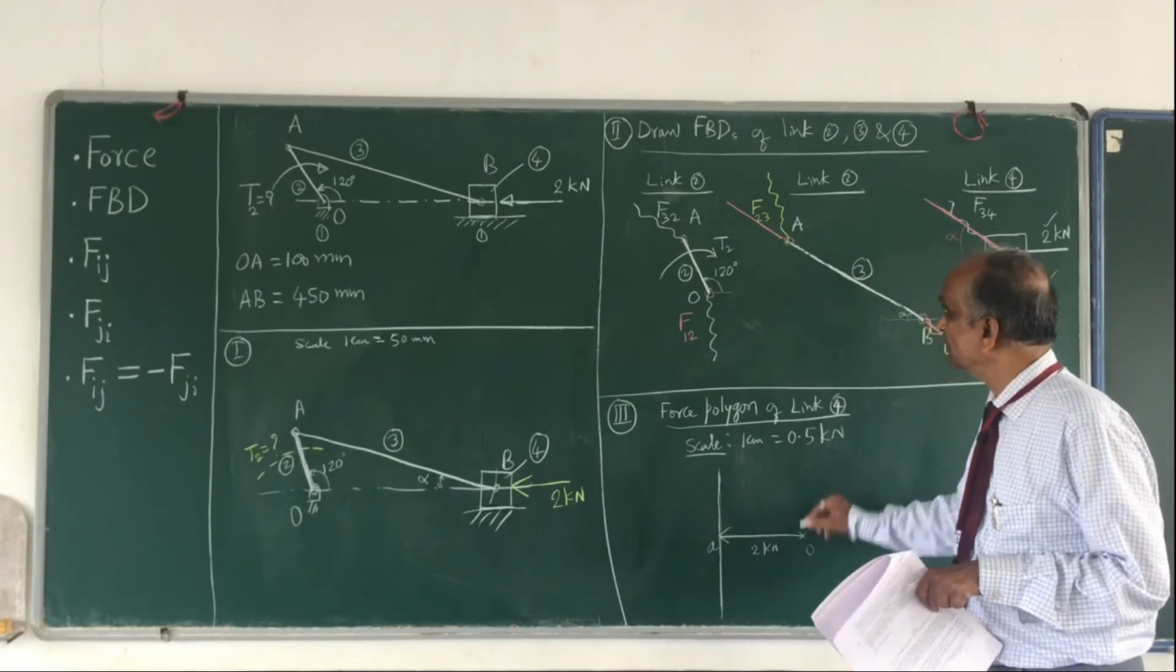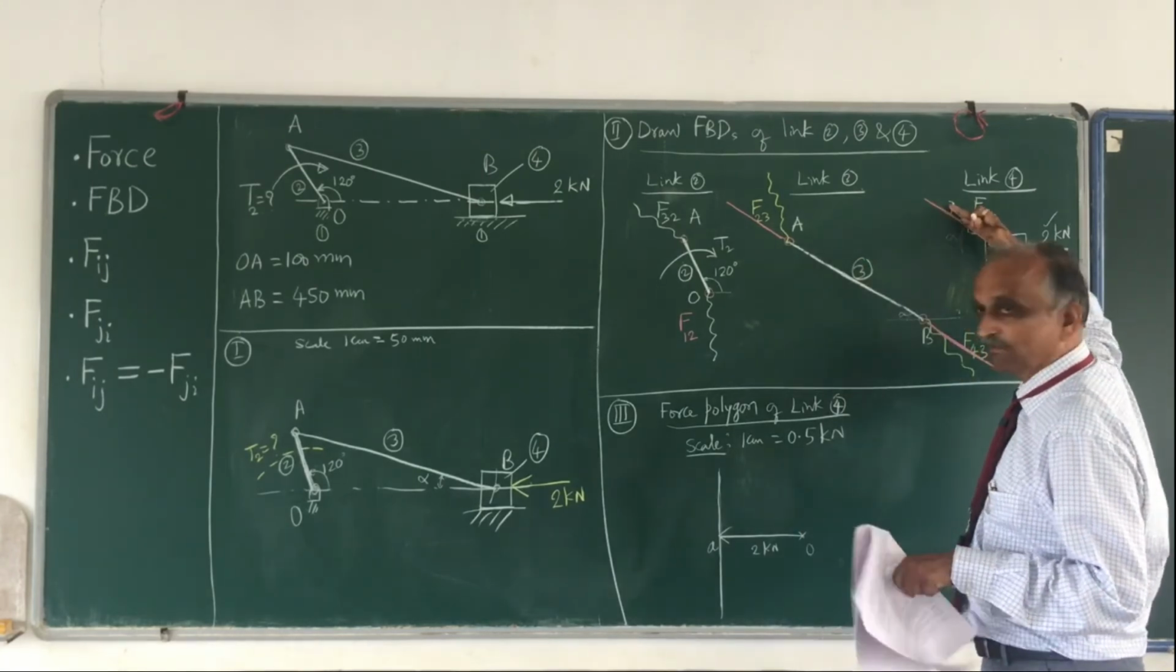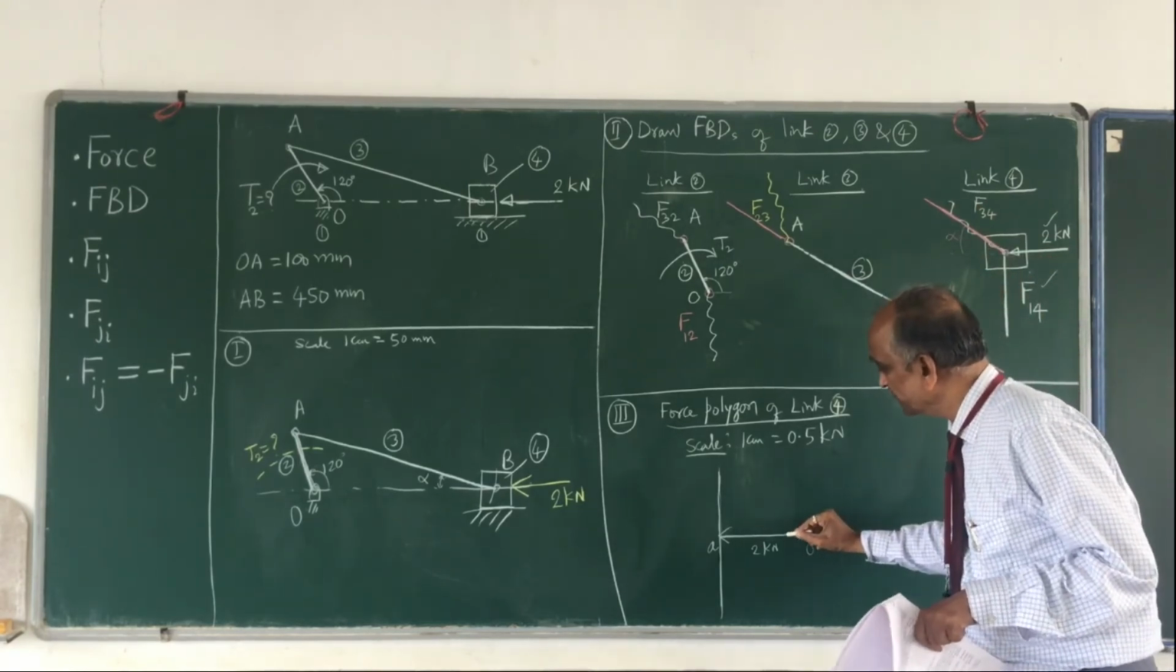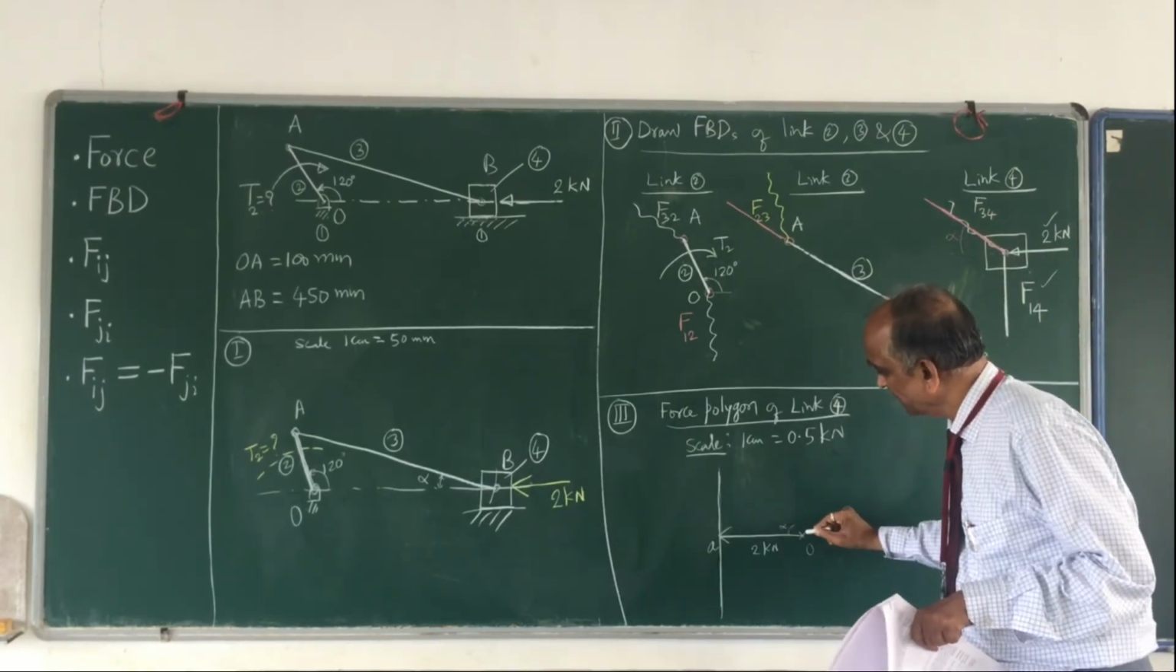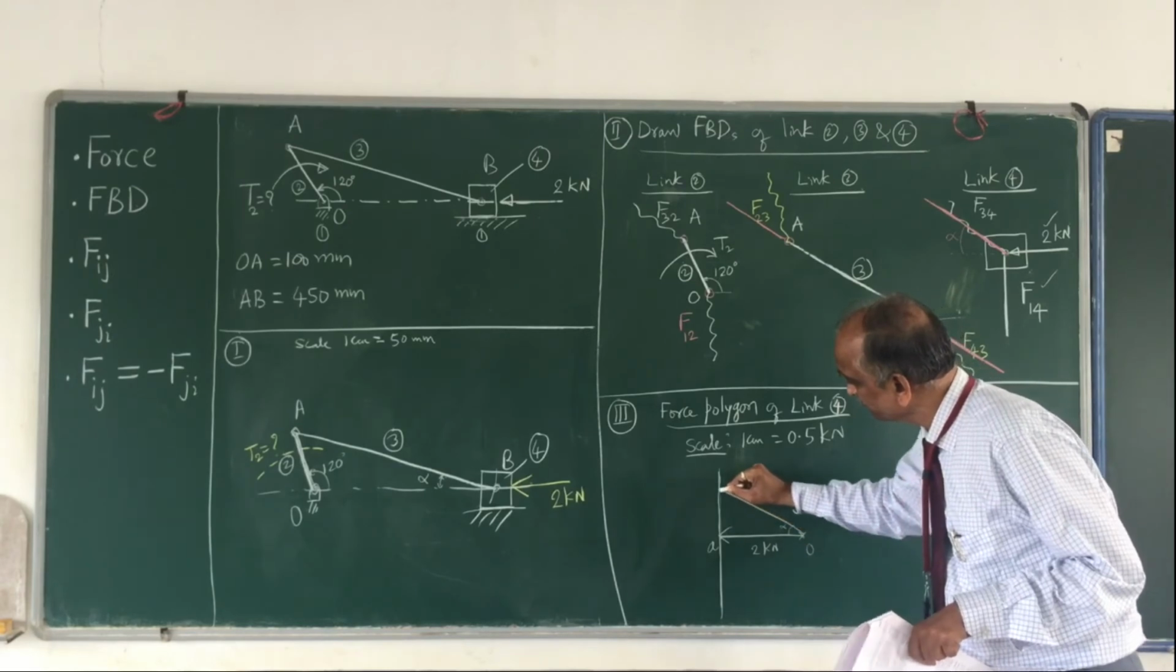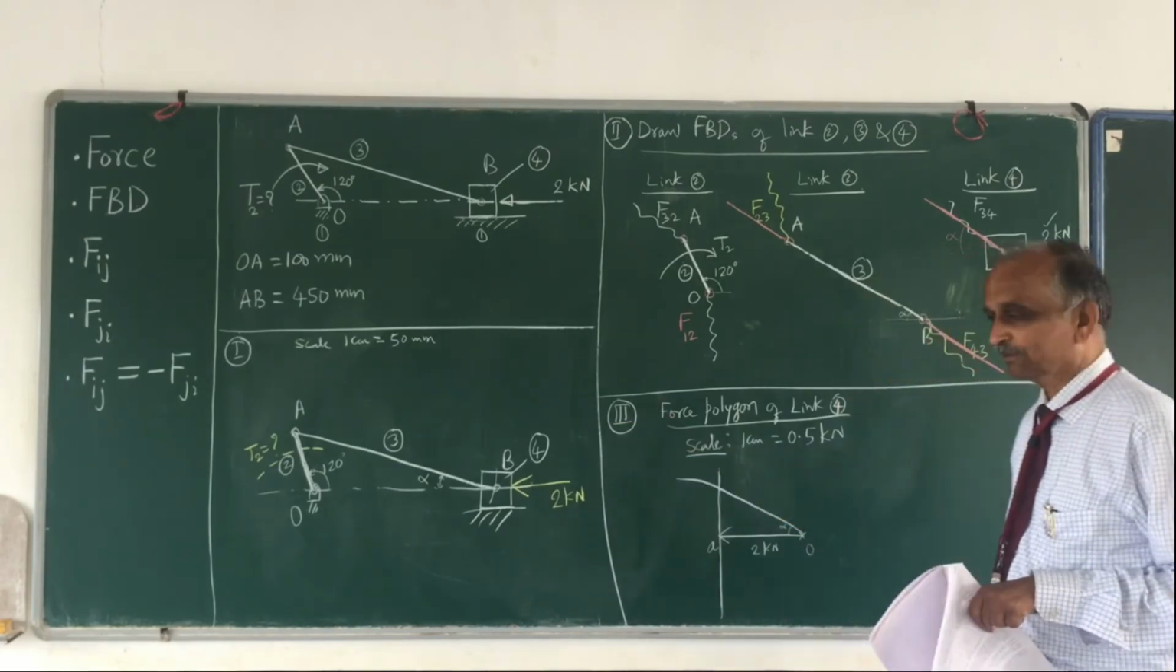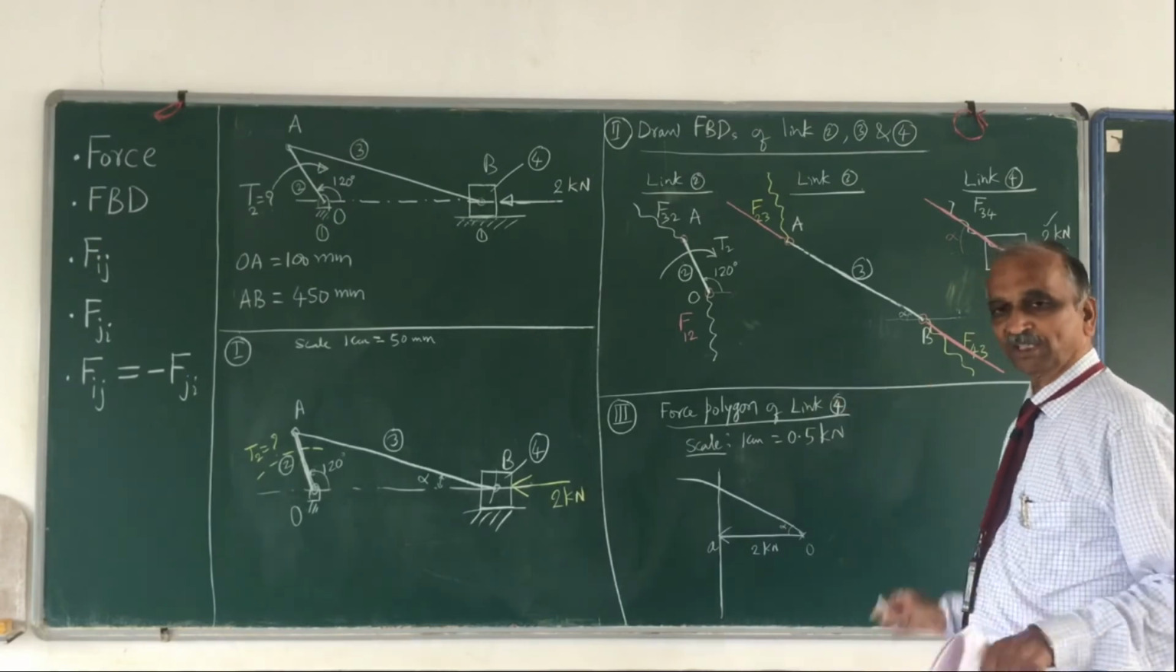So what is the line of action of this? It is like this. So therefore, at this point, we measure alpha and draw a line and draw this. Okay, now the force triangle is complete.